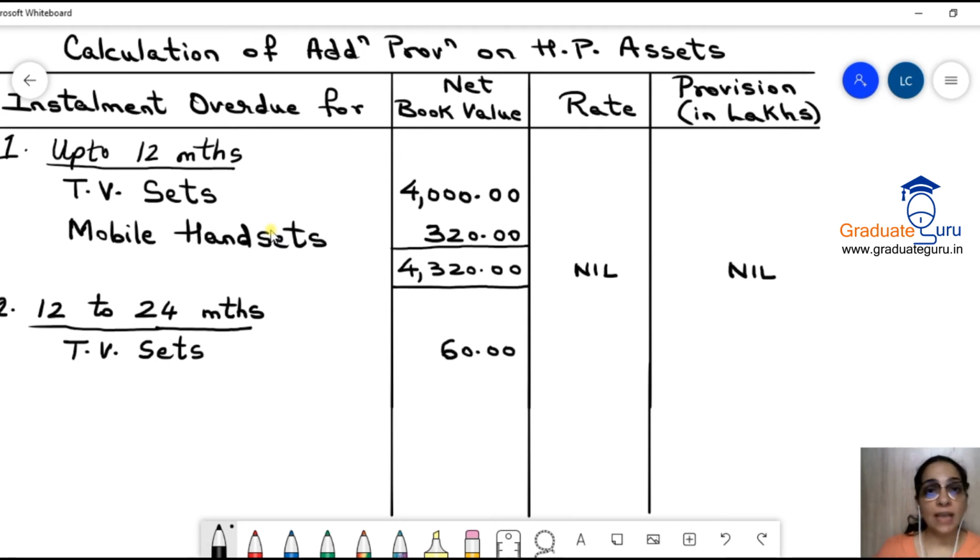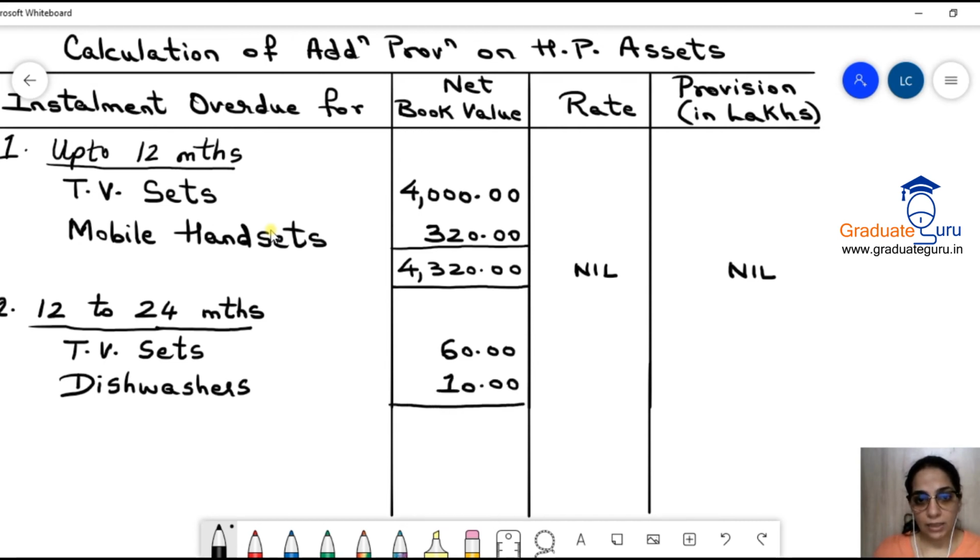और कौन से asset में ये category है? We have dishwashers. So let's write down dishwashers, and the amount given is 10 lakhs. Again, I'll take a subtotal, 70. And now there will be a rate which will be applicable.